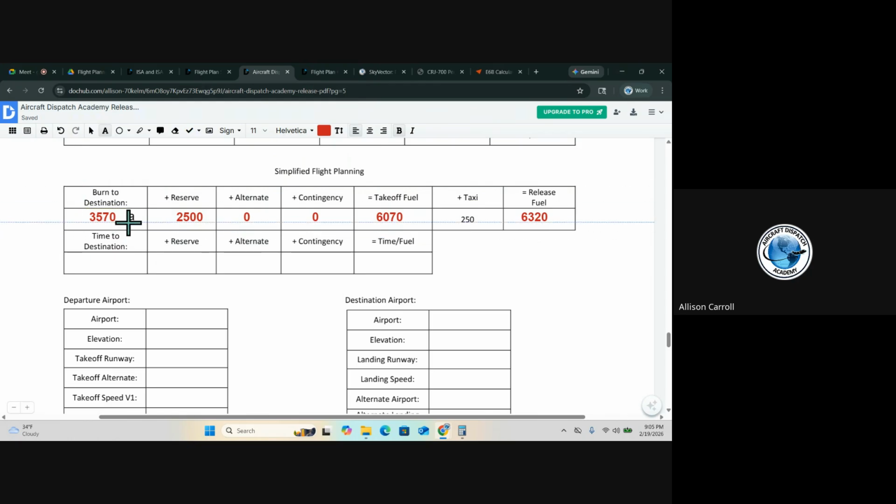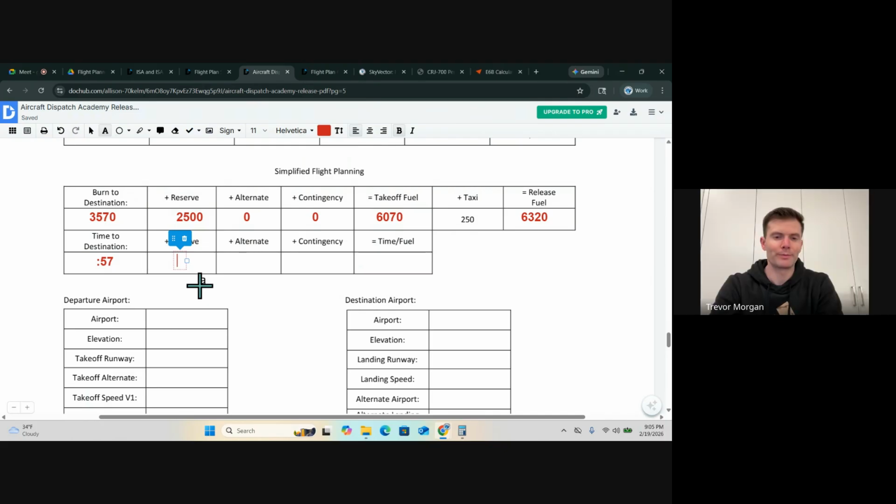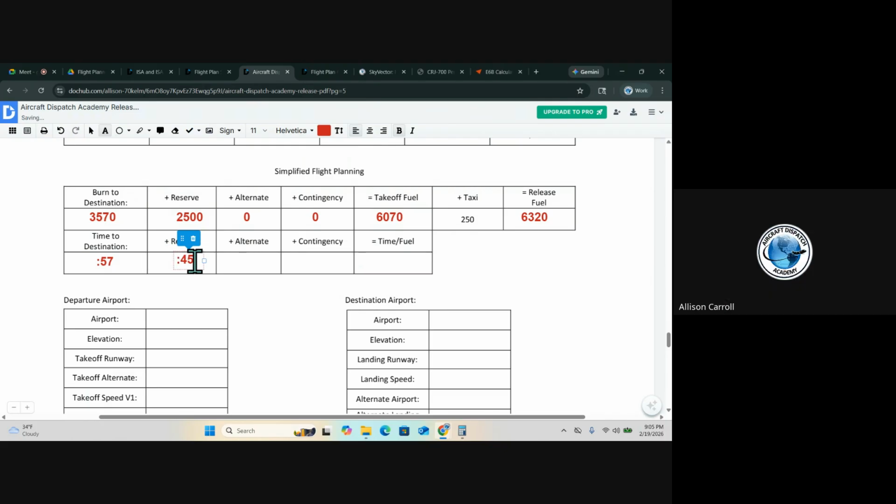Okay, our burn to our destination. Right here it's in pounds, but now our burn in time. So our time to destination was 57 minutes. Our reserve fuel, how many minutes is 2,500 pounds? Remember our reserve amount? How many minutes is that? 45. Very good. You guys have noticed that I'm a patient person. I'll just wait for you to respond.